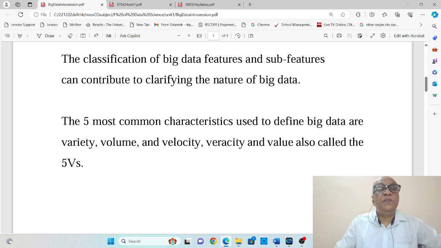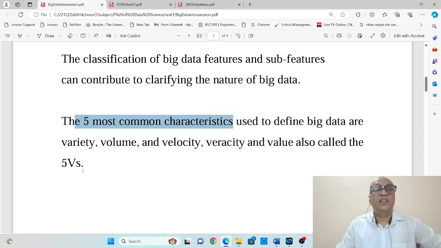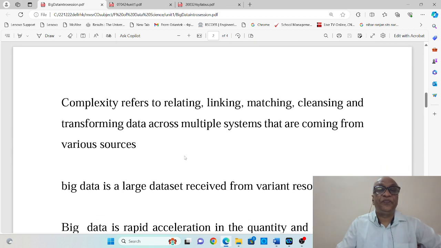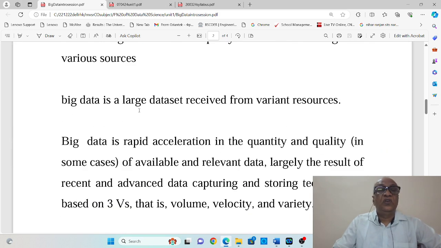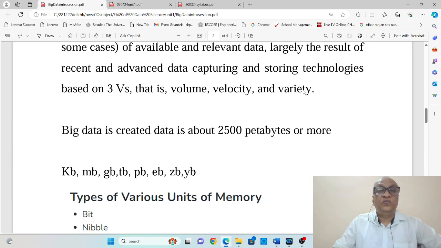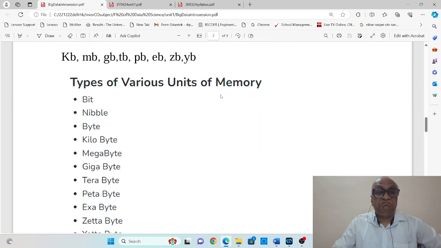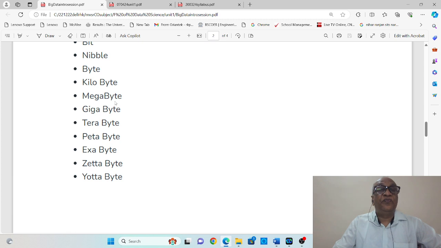And the moment the term big data comes, it is described with the help of 5 characteristics called variety, volume, velocity, veracity, and value. These are called the 5 V's. Big data has become big because of this.